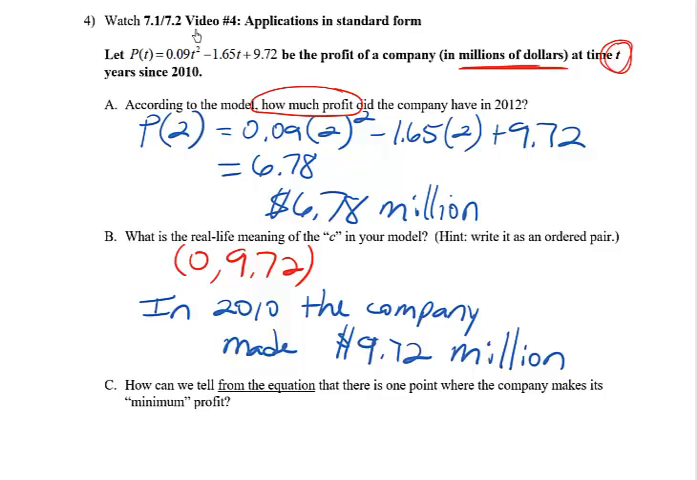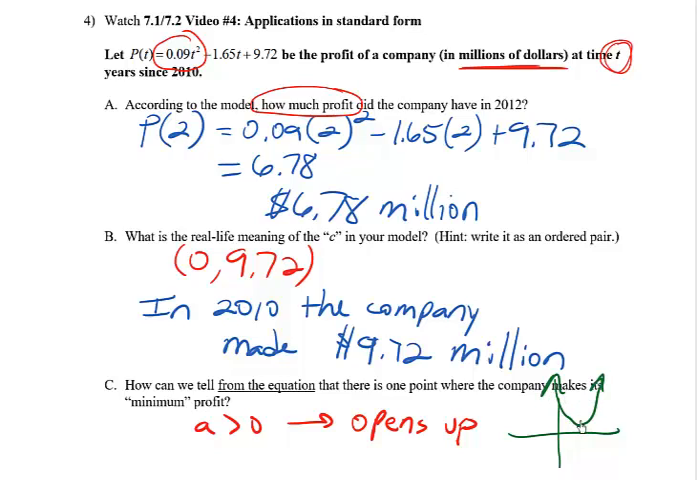What do I know about this particular parabola? If I look very, very carefully at the front here, I can tell that the A is positive, and if the A is positive, then the graph opens up. And if the graph opens up, then I will for sure have a lowest spot on this graph. All parabolas that open up have a lowest spot. So I know from looking at the equation that there will be a minimum profit.